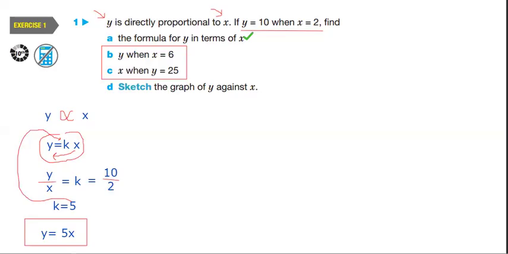Now, let's go to question B. Here, they want us to find Y when X is 6. We already know the formula, so we're going to use it. So here we're going to answer question B like this. Find Y when X is 6. We already know the formula, which is Y equals 5X. Let's write it here. So Y equals 5X.